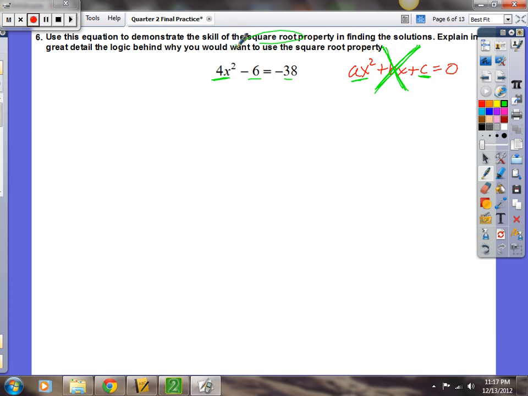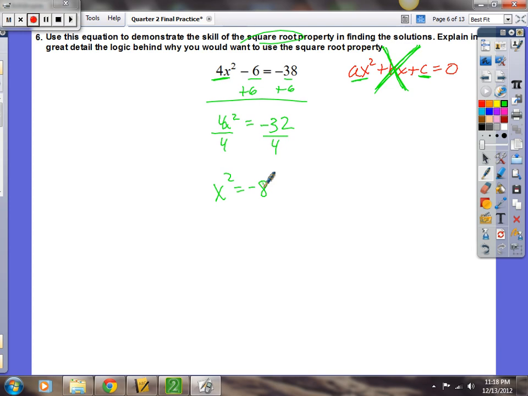So you are going to undo this equation. You're going to undo the minus 6, the times by 4, and the square. Undo the minus first. Plus 6, plus 6. 4x squared equals negative 32. Undo the times by 4. Divide by 4, divide by 4. x squared equals negative 8.